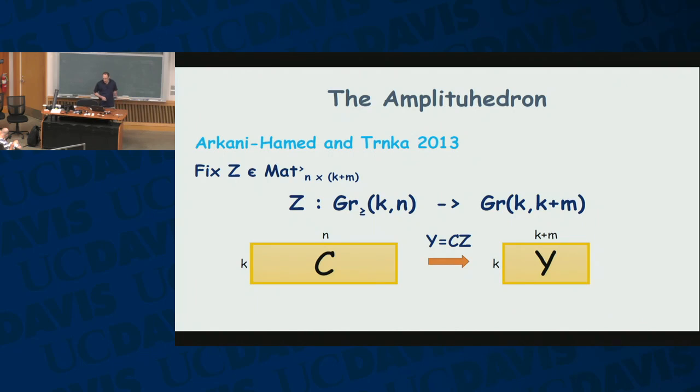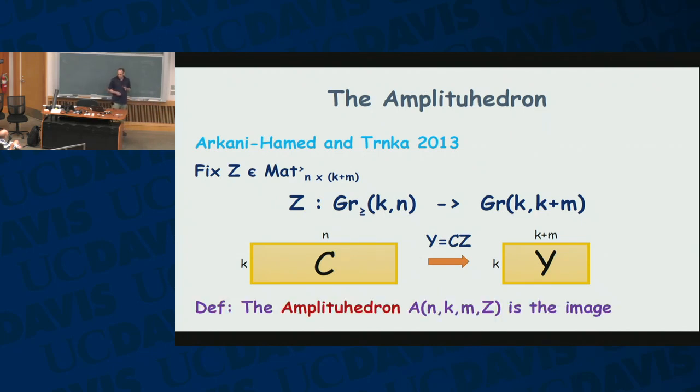Now this matrix induces a map from the totally non-negative Grassmannian to another Grassmannian, the k times k plus m Grassmannian. Simply, what we do is we multiply from the right by the matrix Z. It is a lemma that this is a well-defined map, so that the image has full rank. So now the Amplituhedron is defined to be the image of the totally non-negative Grassmannian under this map. So it's some subspace of the k plus m Grassmannian. Right, so that's the definition.